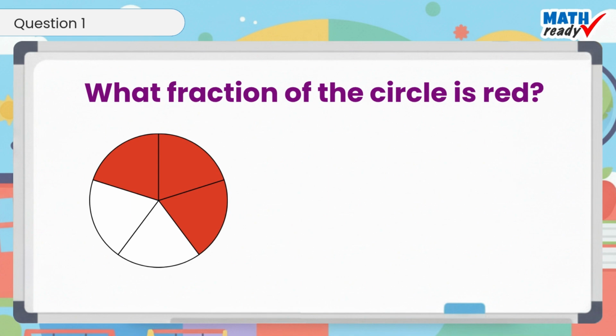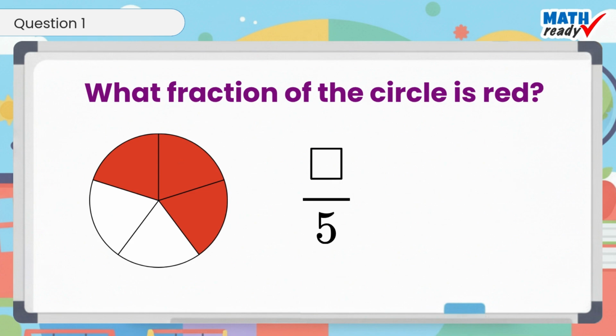What fraction of the circle is red? First, we count how many equal parts the circle is divided into. We can see that there are 5 equal parts in the circle. So in our fraction, 5 will be the denominator.